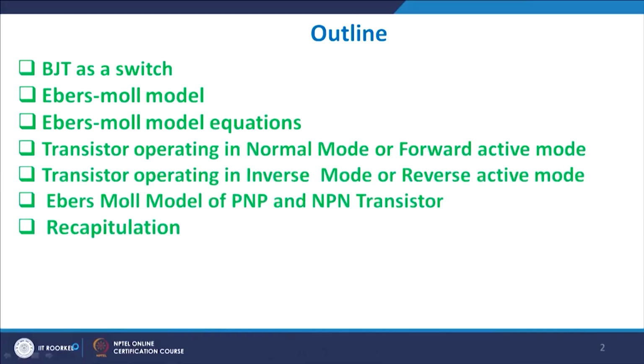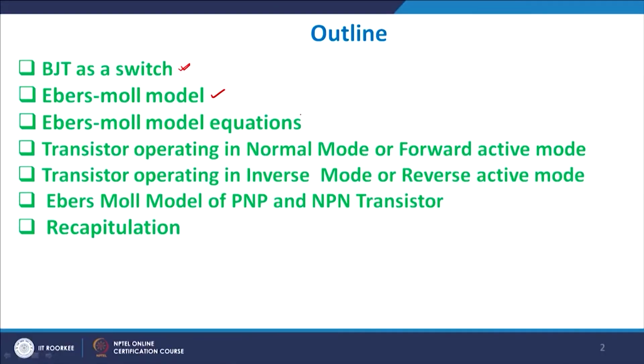We will start today to look into BJT as a switch and then look into the Ebers-Moll model at a later time. So, the outline of this set of presentations is that we will be looking at BJT as a switch. Can we use BJT for the purpose of a switch? Whenever we have switched networks, can we use BJT to take care of those switch networks? We will be looking at the Ebers-Moll model and its equations.